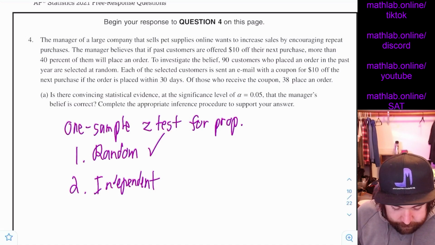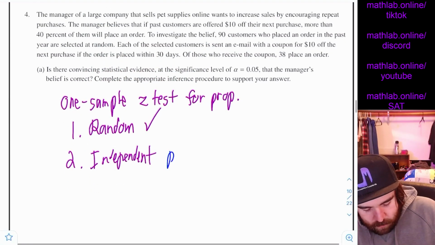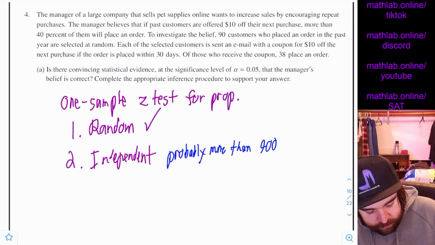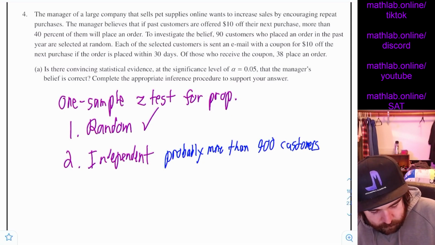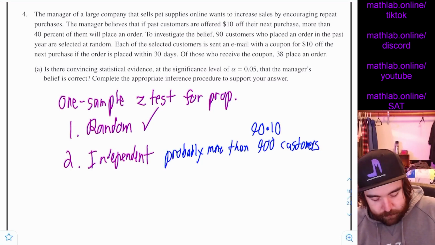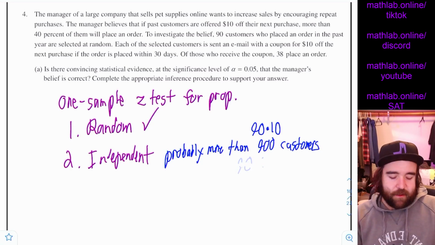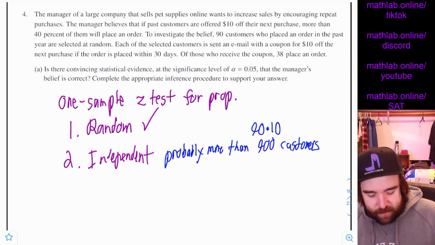I mean, so it should be less than 10% probably. Probably more than 900 customers. Or I should say 90 times 10. Or should I say 90 is less than... what should I say here? Probably more than 900 customers. That's fine. I'll just leave it at that.